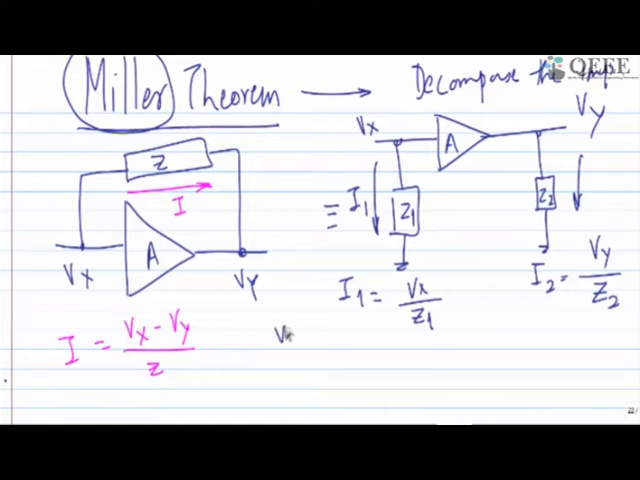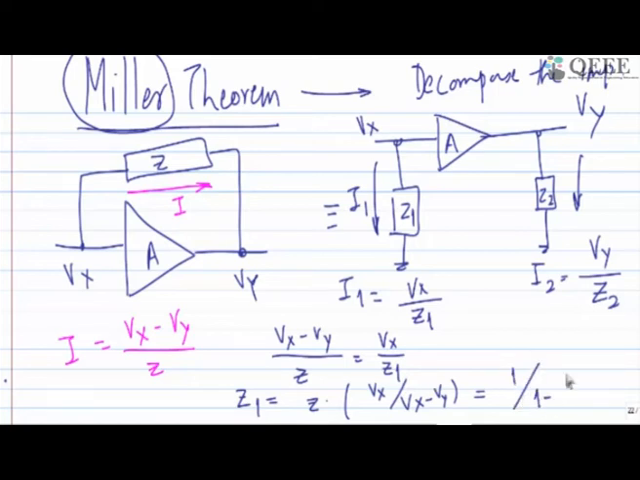So if that is the case, and if I derive (Vx minus Vy) by Z is equal to Vx by Z1, and if I find Z1, it is equal to Z times Vx by (Vx minus Vy). If I divide by Vx, it becomes Z by (1 minus Vy by Vx), and we know that Vy by Vx is a gain, let's call it A, equal to the voltage gain. If I replace this one, I am going to see this.